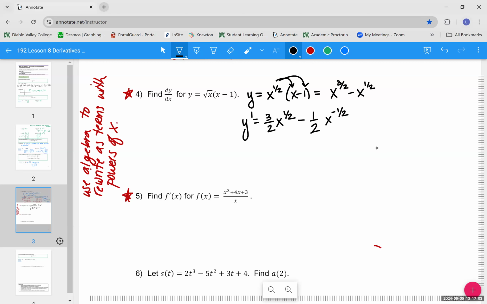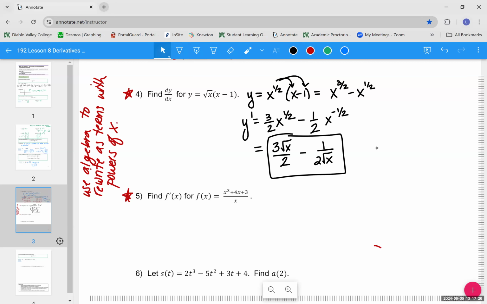Which in this case would be the power rule and the difference rule. And at this point, you can rewrite it as a square root of x if you want to, but you definitely do need to get rid of that negative exponent in the second term. Okay.